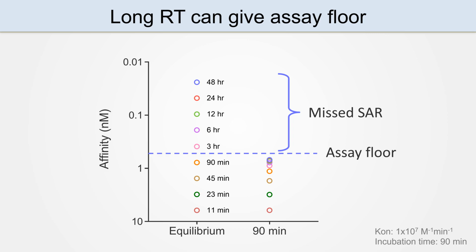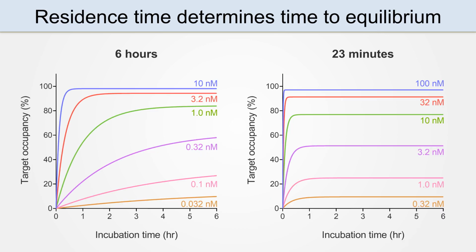This can do a lot of damage to drug discovery campaigns. Often the best compounds go unnoticed because we're not incubating long enough to detect their high affinity. This results in missed SAR opportunities and failure to test the best compounds in vivo. It can even impact human dosing because the compound could be a lot more potent than we think it is. This artifact happens because the residence time determines the time it takes for equilibrium to be reached.